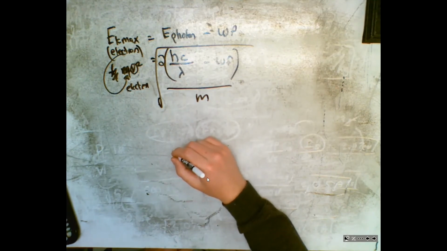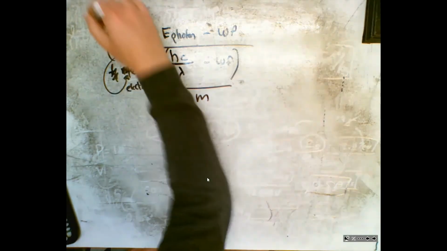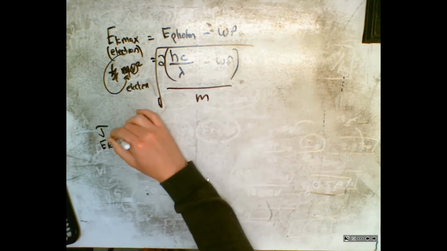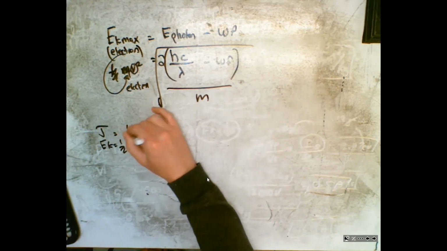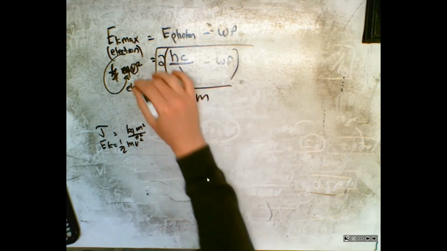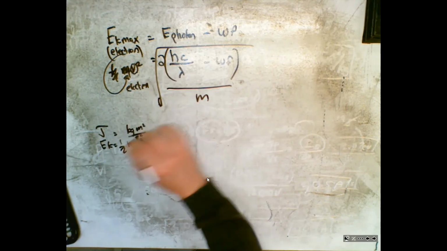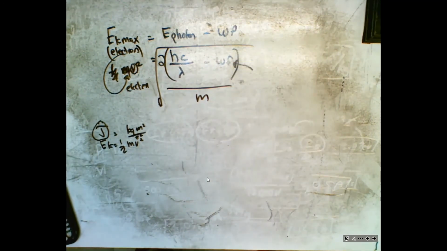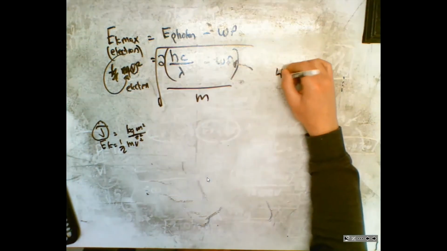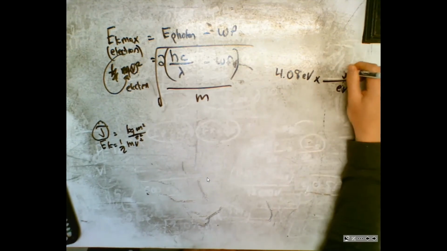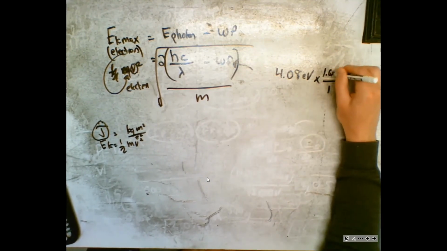Okay, so we have some problems here. When we use EK equals 1/2 mv squared, this is in joules, right? Because a joule is equal to a kilogram meter squared per second squared. That's what a joule is equal to. So if we're ever trying to find speed, we need to be in joules. They gave us the work function in electron volts, so we're going to have to make a conversion. So they said that the work function is 4.08 electron volts. So what we need to do is switch our electron volts into joules. And 1 electron volt is 1.6 times 10 to the negative 19 joules.